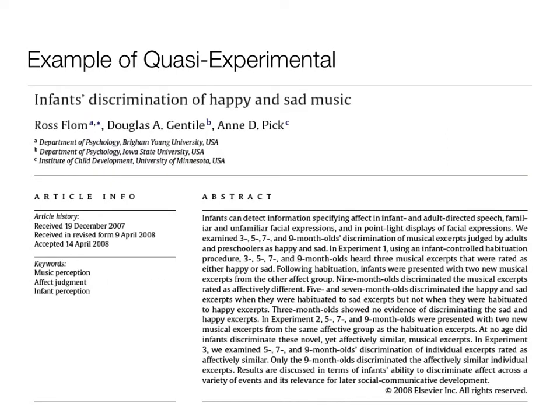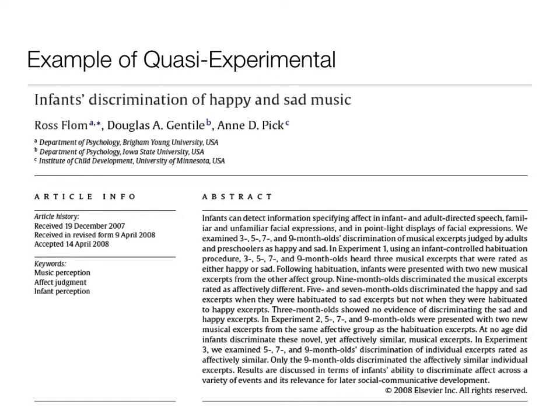Here's an example of quasi-experimental designs in the literature. Again, most of my articles are about infants because that's what's on my computer, so those are the easy ones to find, so bear with me. Here they're looking at discrimination of musical excerpts, and they're doing it at 4 different ages. They're doing it at 3, 5, 7, and 9 months of age.